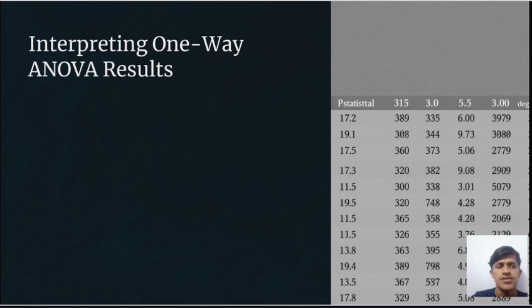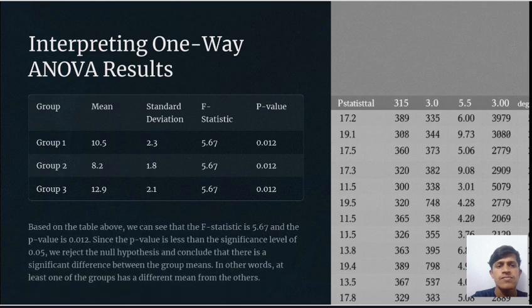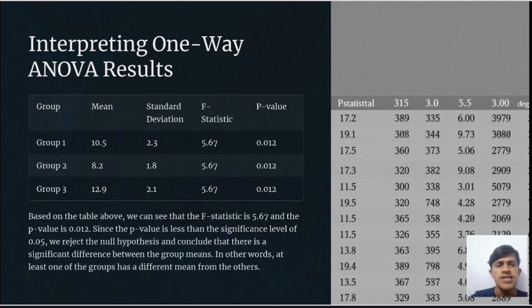Next, interpreting one-way ANOVA results. That is a table which has the mean, standard deviation, and F statistic with the p-value, through which we can get the one-way ANOVA results. Based on the table above, we can see that the F statistic is 5.67 and the p-value is 0.012. Since the p-value is less than the significance level of 0.05, we reject the null hypothesis and conclude that there is a significant difference between the groups' means. In other words, at least one of the groups has a different mean from the others.